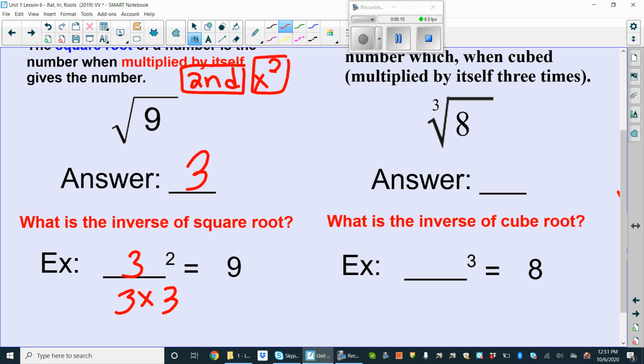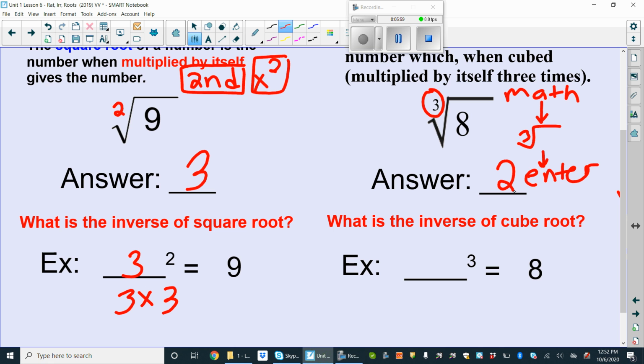When you have this symbol with the 3 instead, over here it is a 2, but you never have to write it because square root means 2, and cube root means 3. To create that in your calculator, you go to the math button, then hit number 4, which will look like this symbol. Then hit enter, and you can type in the number 8, and it will give you the cube root of 8, which is 2.